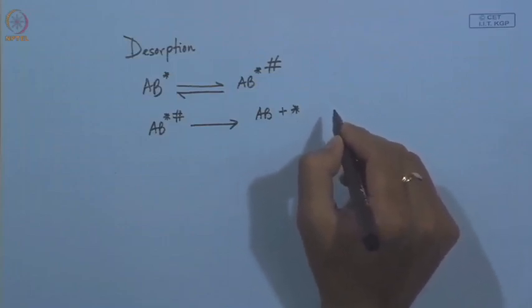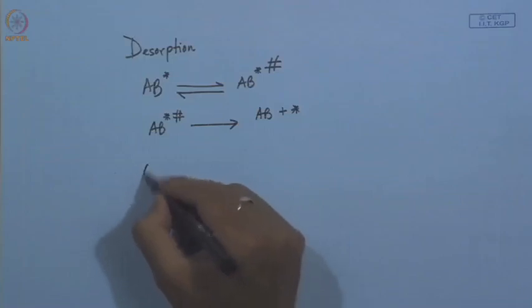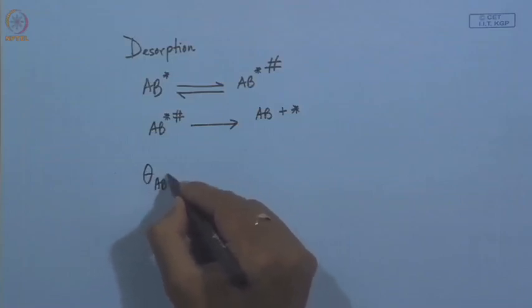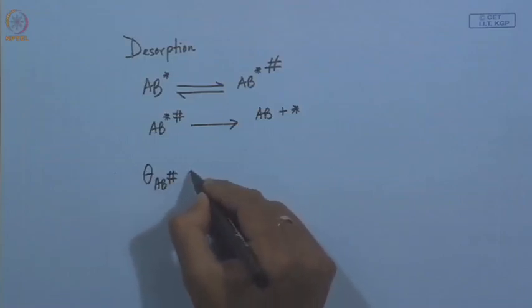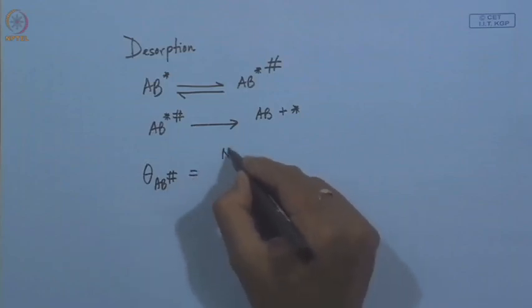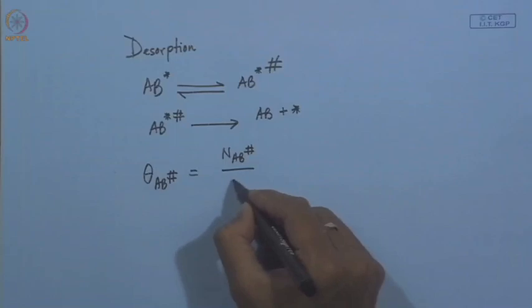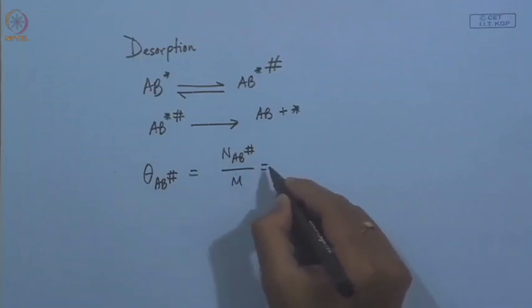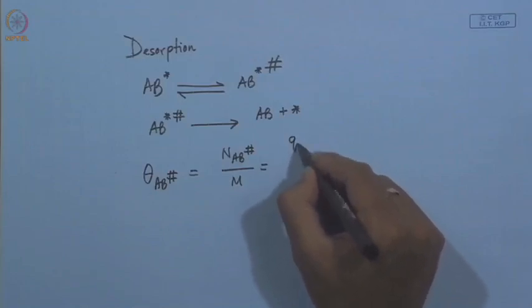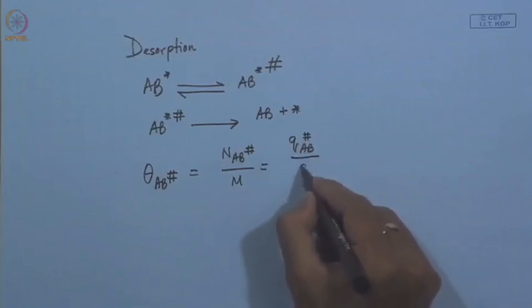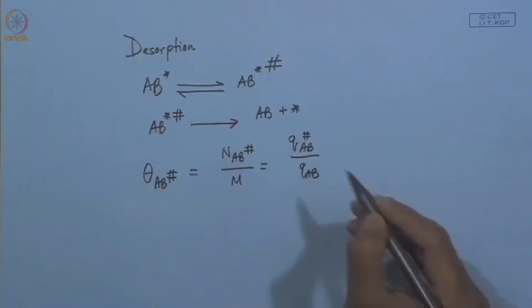Now, what is theta AB, which is equal to NAB divided by M. The significance of N and M is already told. Then theta AB equals QAB double dagger divided by QAB.